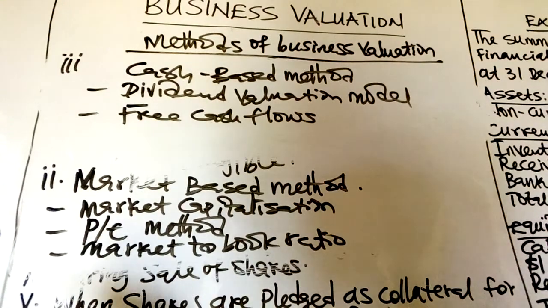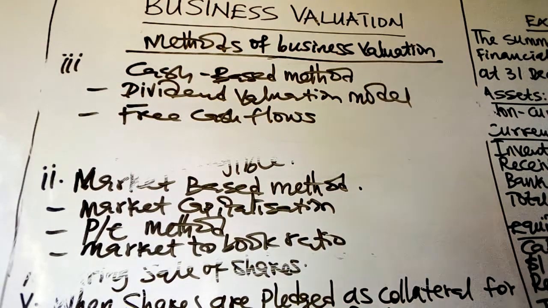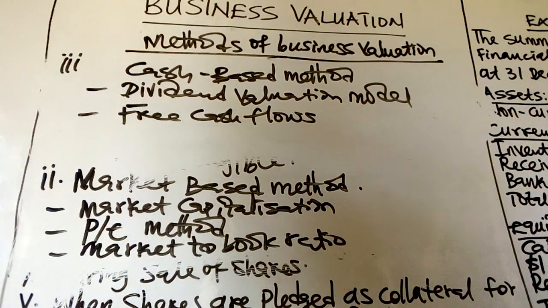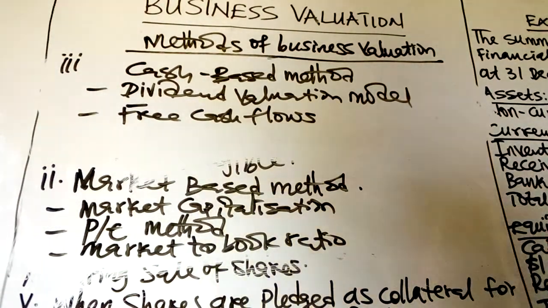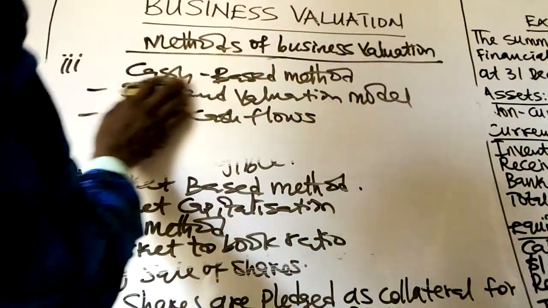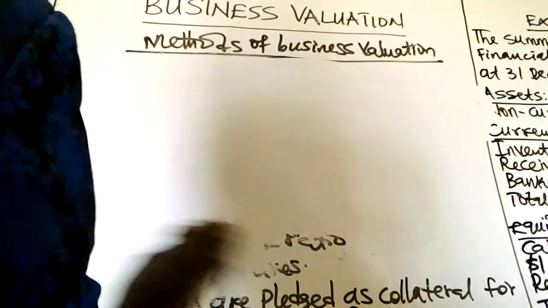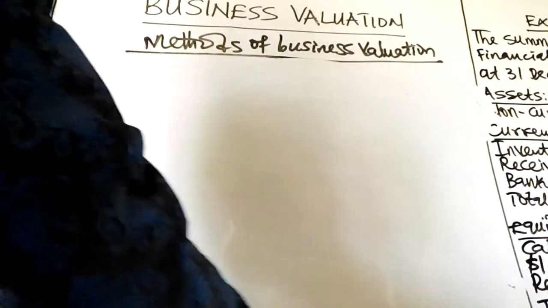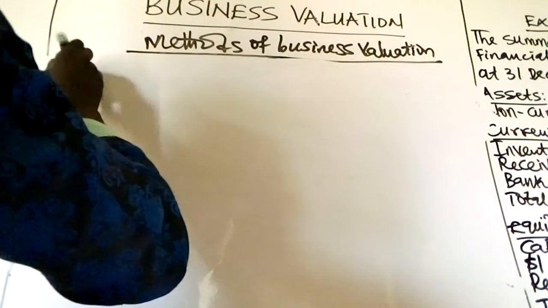Then we will as well consider the discounted cash flows method or techniques. Then we will as well consider the economic value added, EVA. Then finally, we will as well consider adjusted present value. So these are the methods we are going to consider. We want to start with the asset-based method of valuing business. That is the first method we are going to start with.